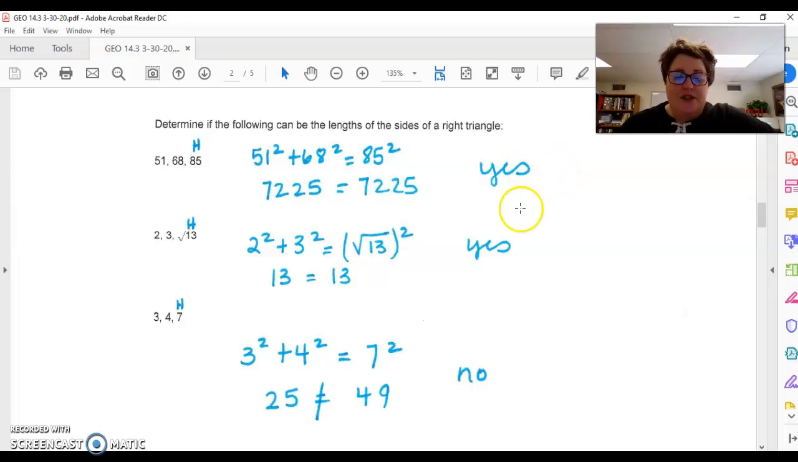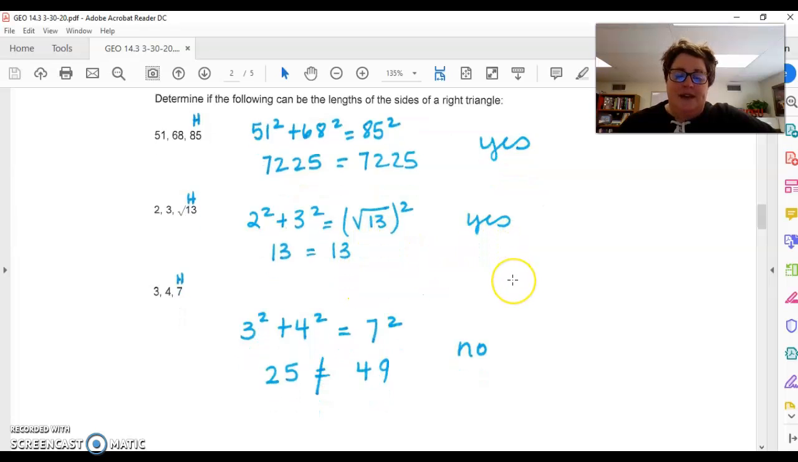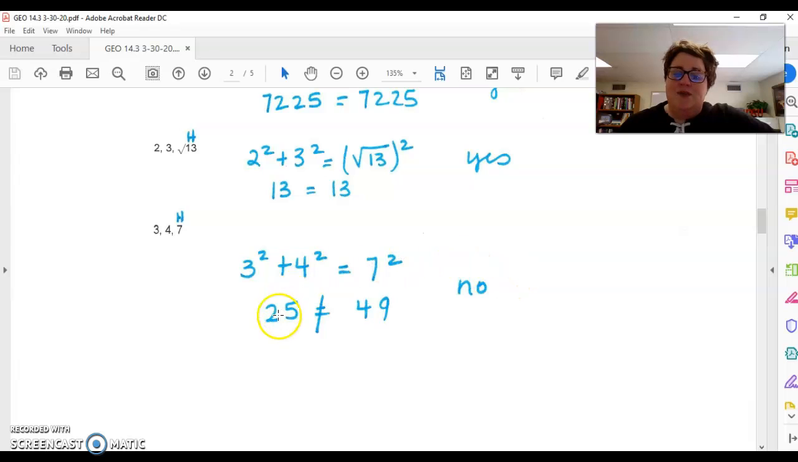So the first two are yes. Remember, when you square a square root, the root goes away, so it's left with 13. And then the last one, 25 does not equal 49, so that means that 3, 4, and 7 are not sides of a right triangle.